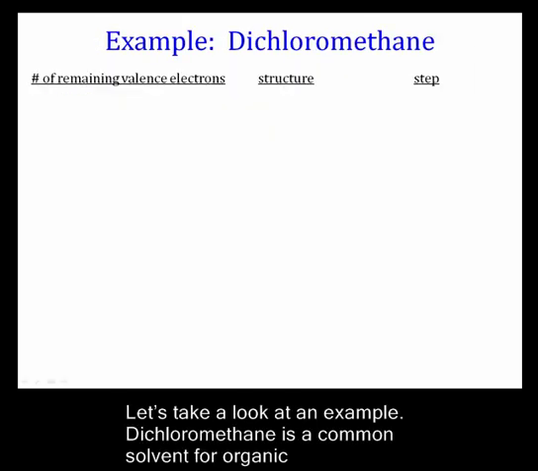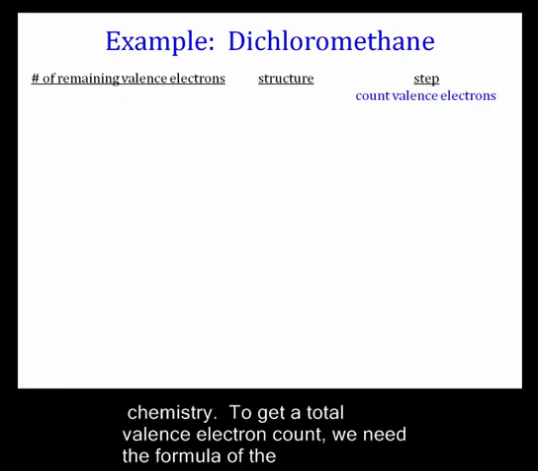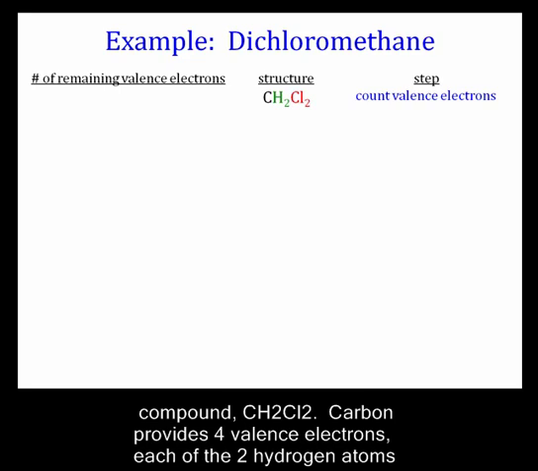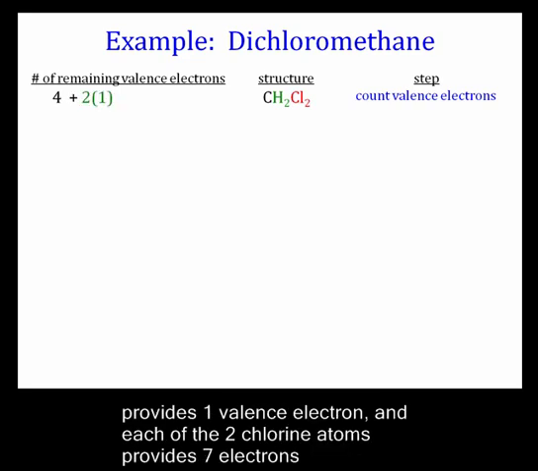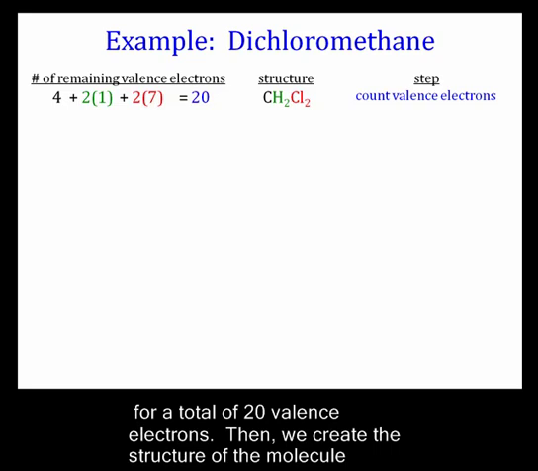Let's take a look at an example. Dichloromethane is a common solvent for organic chemistry. To get a total valence electron count, we need the formula of the compound, CH2Cl2. Carbon provides 4 valence electrons, each of the 2 hydrogen atoms provides 1 valence electron, and each of the 2 chlorine atoms provides 7 electrons, for a total of 20 valence electrons.